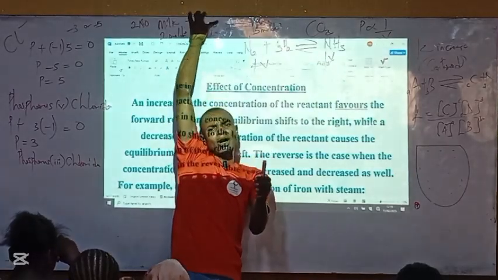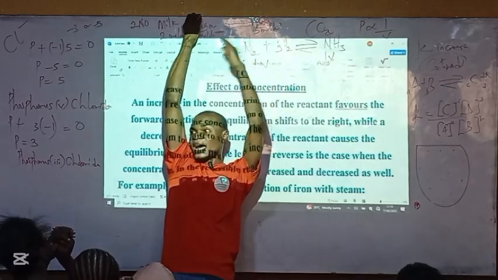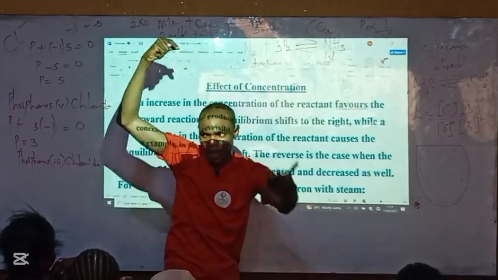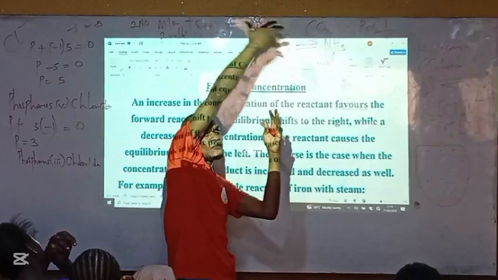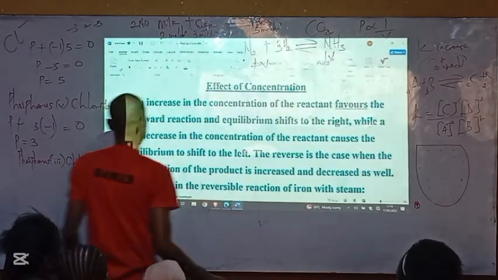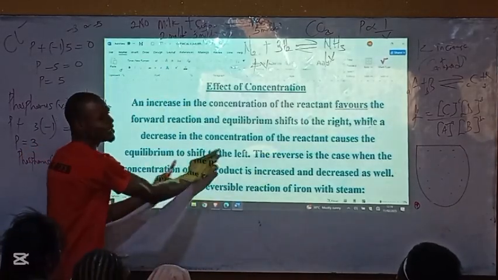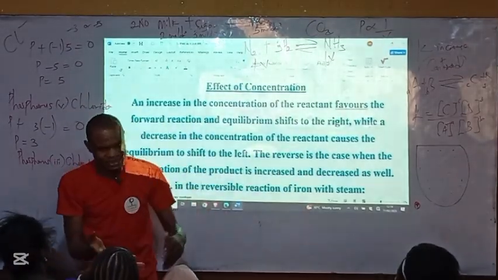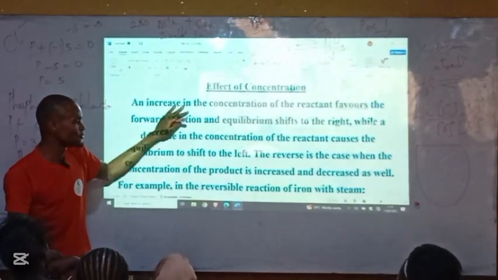So if I decrease the concentration of reactants, equilibrium will shift to the left hand side. Decrease, left, backward. When you are decreasing, you are going backward also, right? So if I decrease the concentration of the reactant, equilibrium will shift to the left hand side. I get it now.